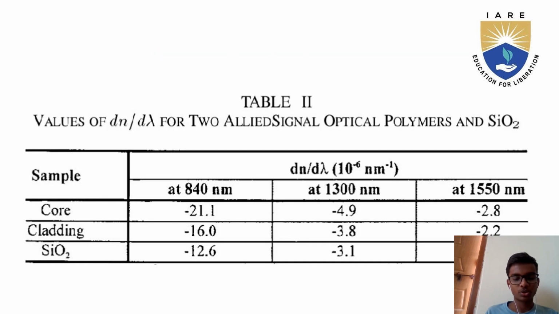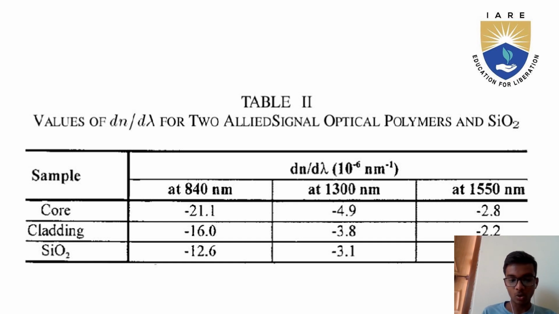Table 2 shows the values of dn by d lambda for two Allied Signal optical polymers and silicon dioxide. The first column is of samples like core, cladding and silicon dioxide, and the next three columns are about dn by d lambda, in units of 10 power minus 6 per nanometer, at 840 nanometer, at 1300 nanometer and at 1550 nanometer.